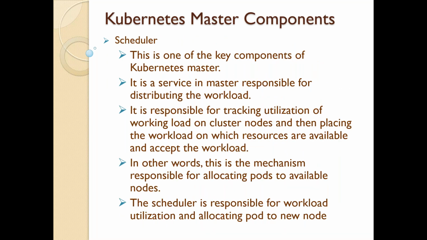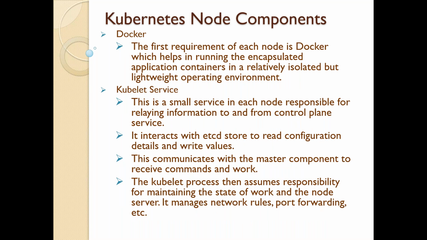Similarly, the node components. What are the things that are needed on a node? Docker. The first requirement of each node is Docker, which is a runtime environment for your application. So we are running everything in Docker, and they are going to remove the dependency on Docker, and Kubernetes is going to start using containerd instead of Docker as such.